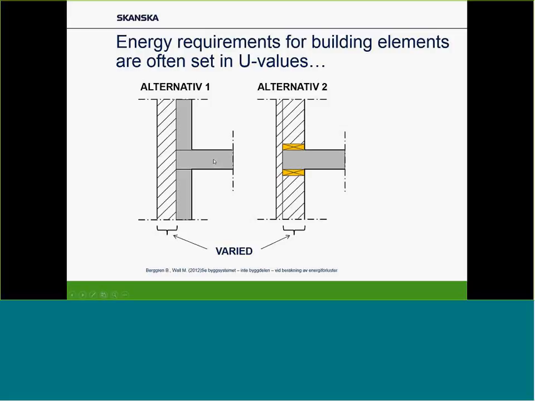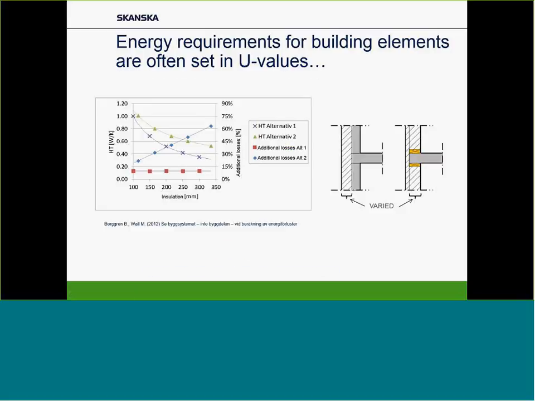What you can see is the alternative one is a concrete wall with an internal concrete slab with insulation on the exterior side. Alternative two is a concrete intermediate floor with a light infill wall, as you can see, and we vary the amount of insulation. This graph is maybe a little bit more complicated, but still it's interesting and important, I believe.